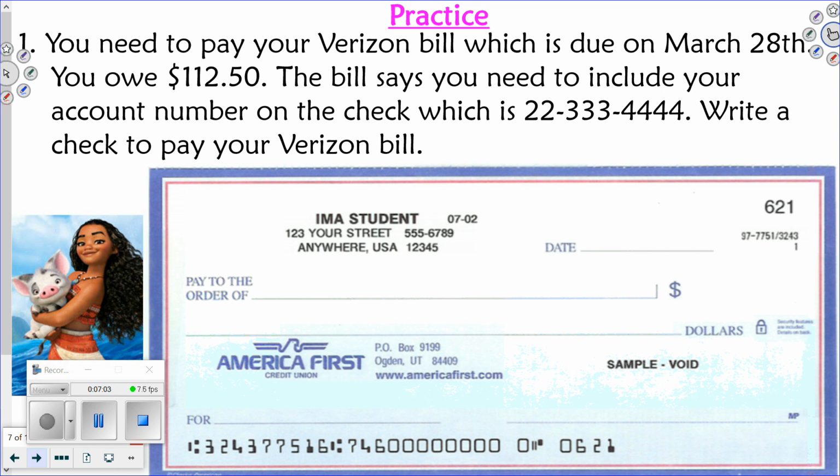All right, so we would need to write the date first. What is the date? It is the 16th. So 10/16/19. Pay to the order of Verizon. All right. Next to the dollar sign, look at that. I won't even take off for dollar signs because it's already on your check. So $112.50.